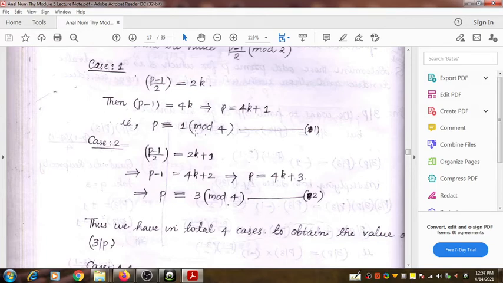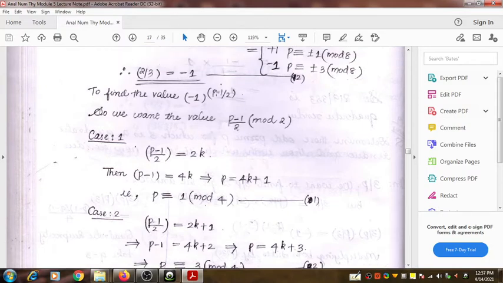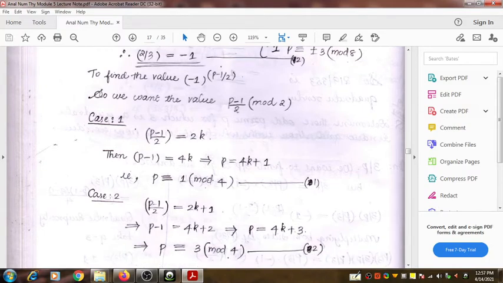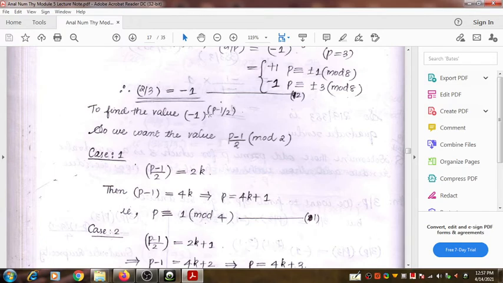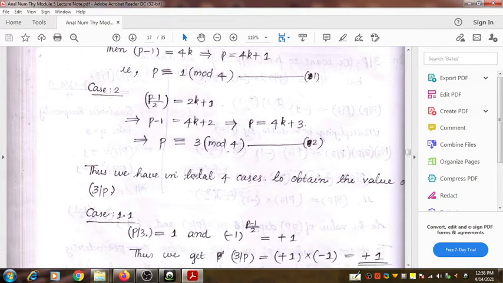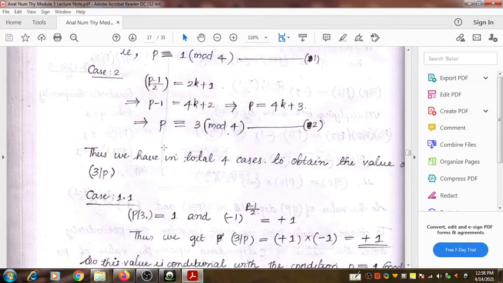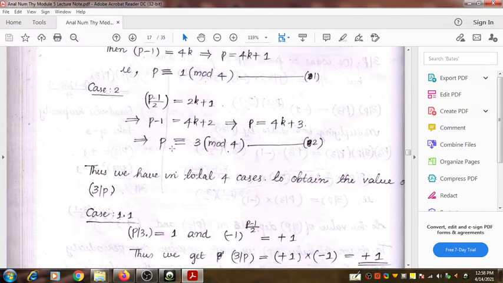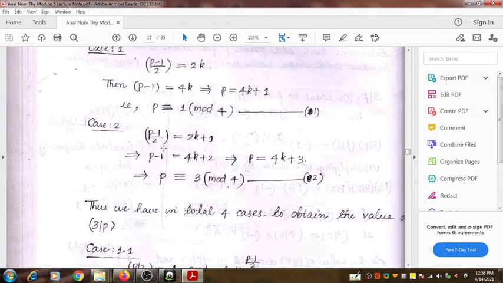In that situation we can say that p is congruent to 1 mod 4. So if p is congruent to 1 mod 4, then plus 1 is the resulting value of this quantity. And in the second situation, we have an odd number. (p-1)/2 is an odd number, that is 2k+1, and that is p-1 = 4k+2. Therefore p = 4k+3, that is p is congruent to 3 mod 4.